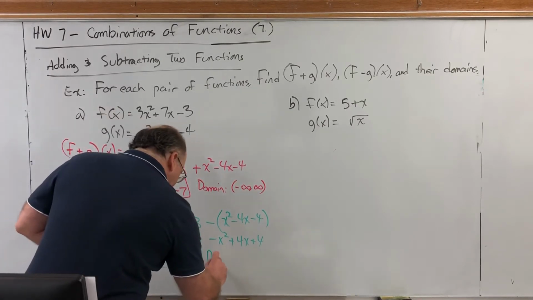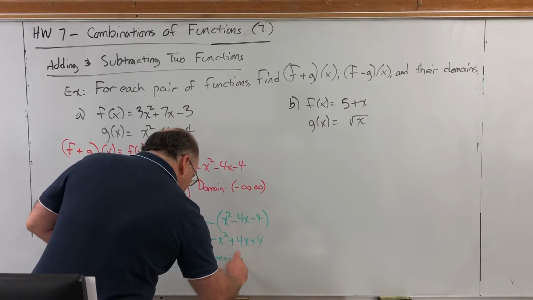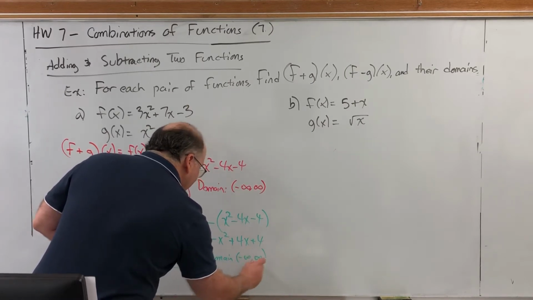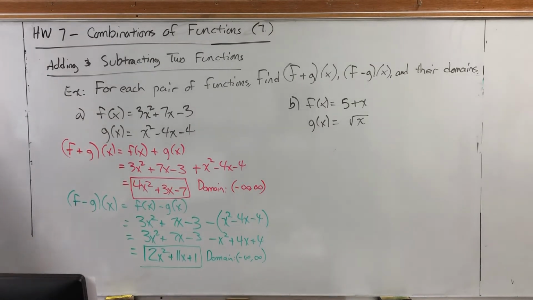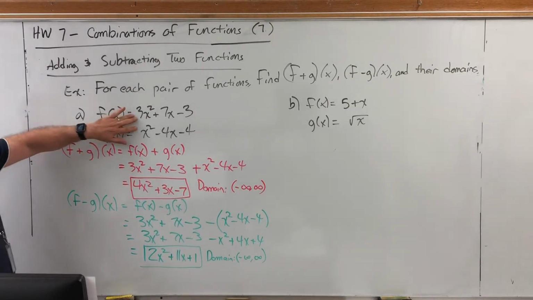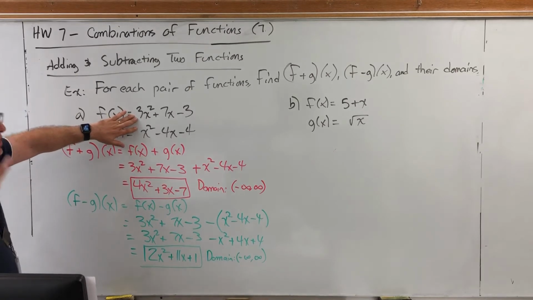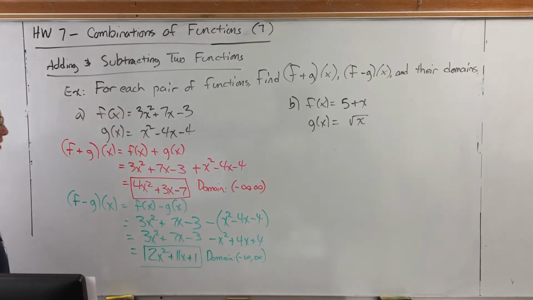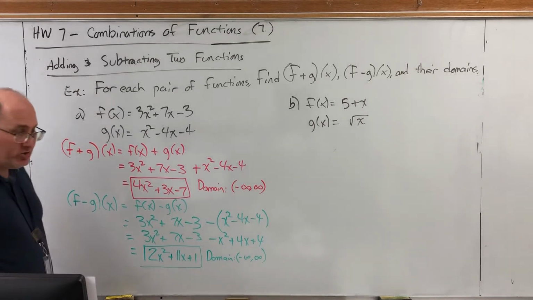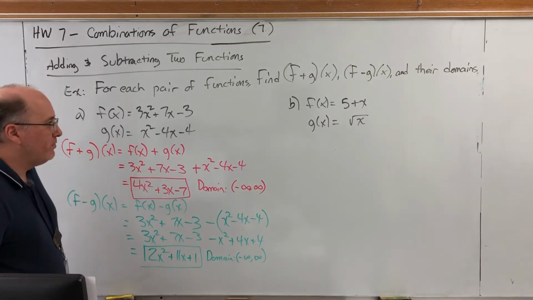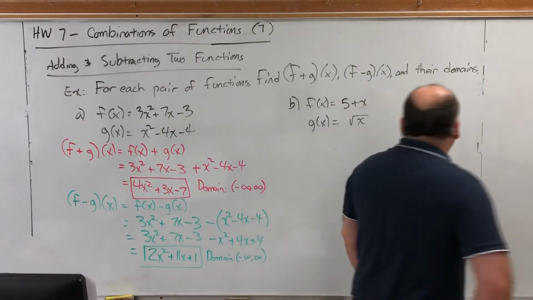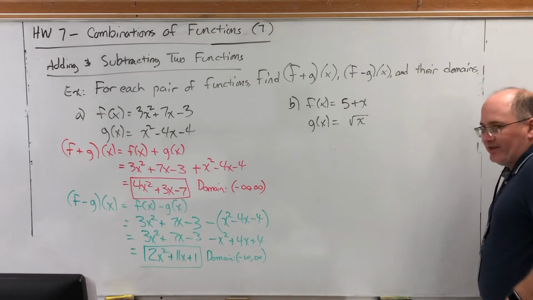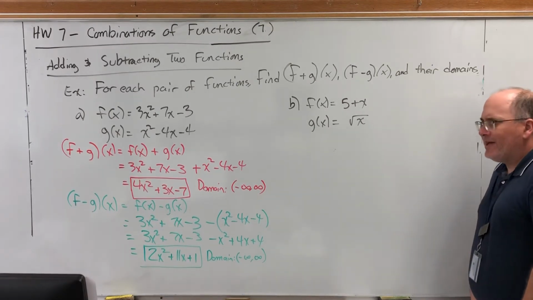And guess what its domain is? That's right. It's still negative infinity to infinity because this is still a polynomial. So adding and subtracting when it comes to polynomial functions is just combining like terms and watching your signs. But what happens when you have something that's not necessarily a polynomial function, such as in example B? The first function is a polynomial, f of x equals 5 plus x, but the second one is not. It's a radical function, and so that's going to have domain issues.